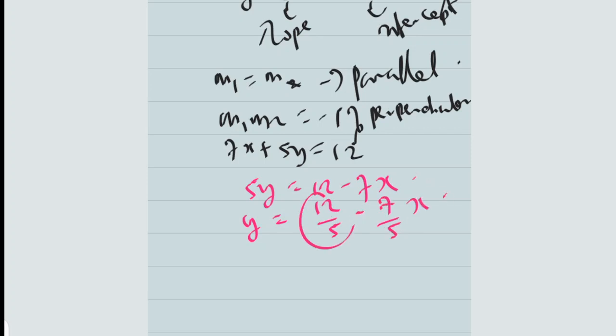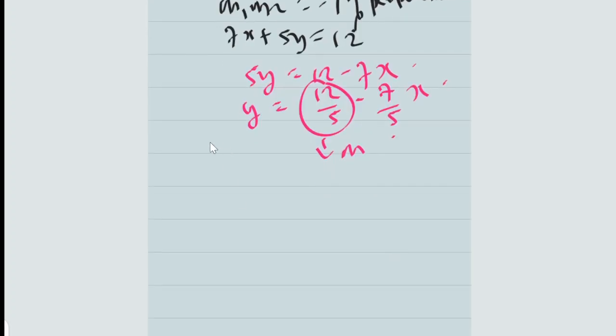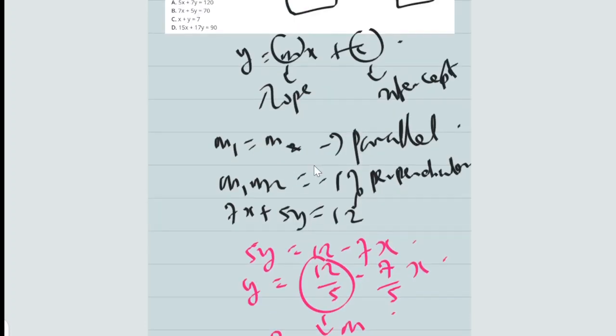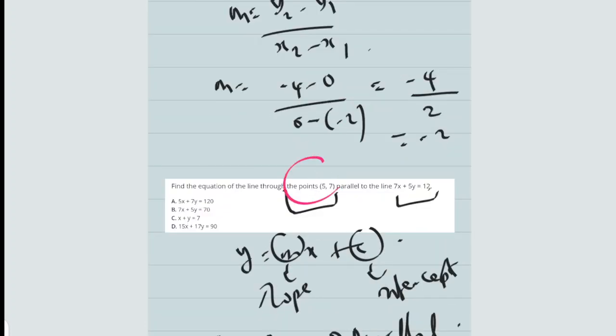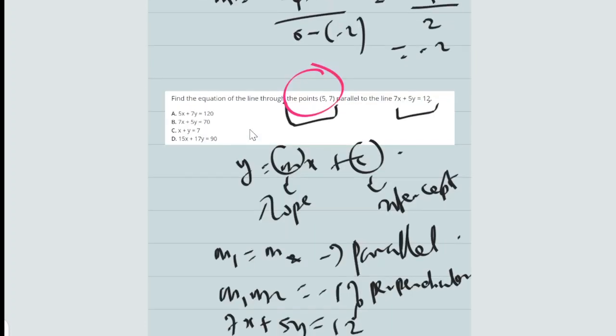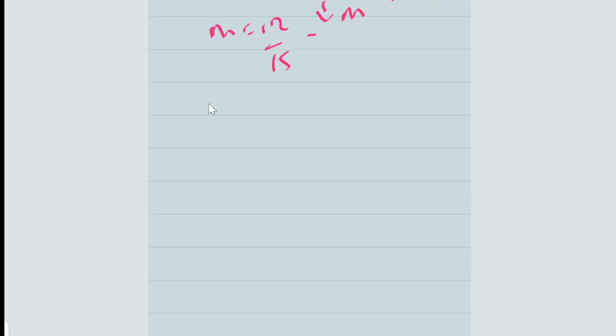It means my slope is what? It's 12 over 5. So slope is equal to 12 over 5. And don't forget this point now, we can find the slope too. How do you find the slope of a point? Don't forget your slope will be what? Y minus y1 over what?